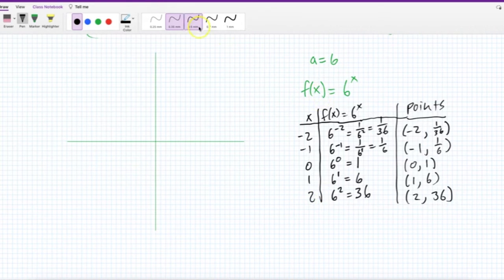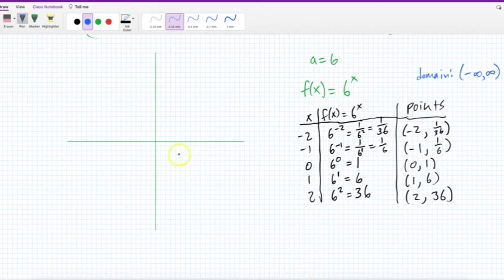The domain of f, let's go ahead and write that down, is all real numbers. Okay, and there are no gaps in there. That's one of the things we made happen by choosing a non-negative, non-zero a.